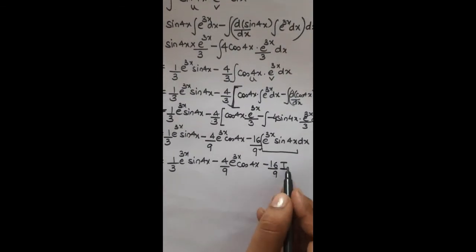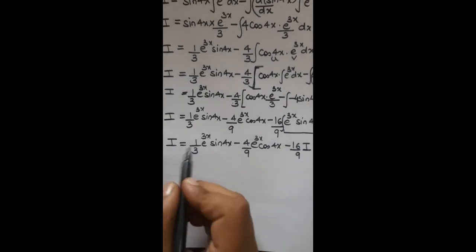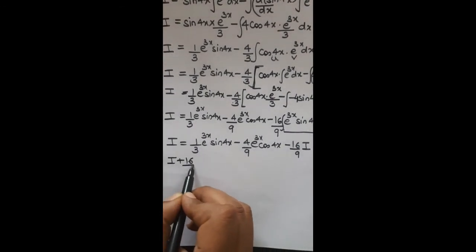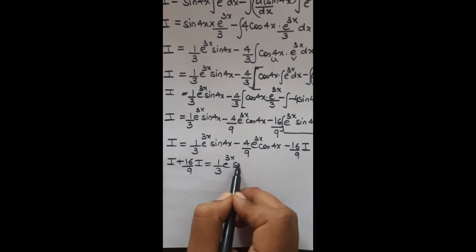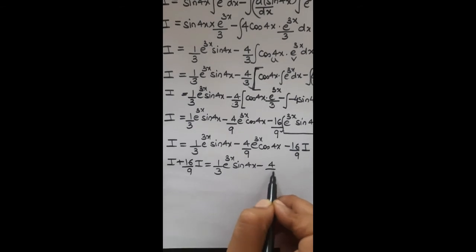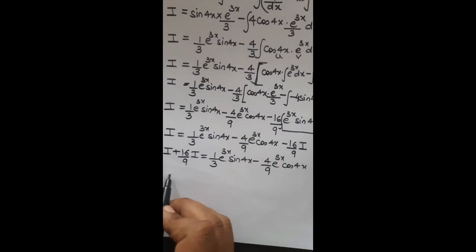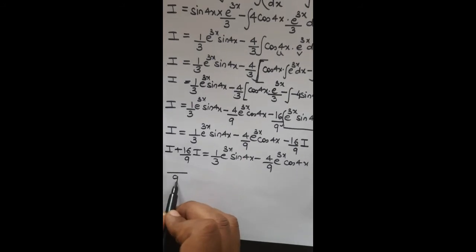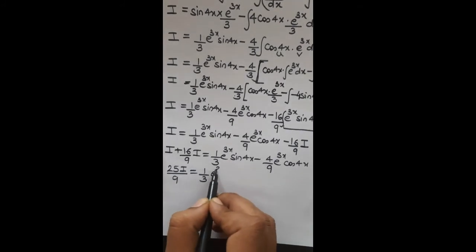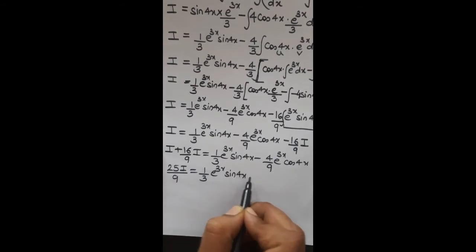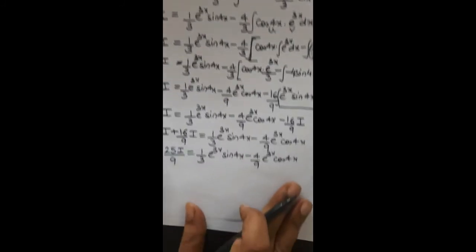So minus 16 by 9 I comes to the LHS and becomes positive. So this is I plus 16 by 9 I is equal to 1 by 3 e raised to power 3x sin 4x minus 4 by 9 e raised to power 3x cos 4x. I take LCM here. This is 9. 9 plus 16 is 25 I is equal to 1 by 3 e raised to power 3x sin 4x minus 4 by 9 e raised to power 3x cos 4x.